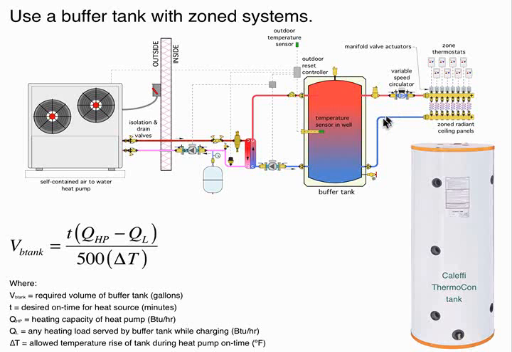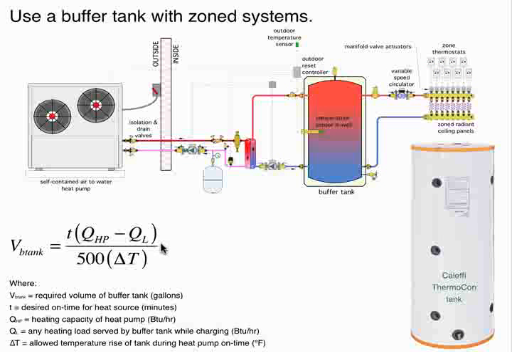If you want to calculate the size of buffer tanks, it's a pretty basic formula. We look at the heat pump output minus any load that might happen to be on at the time. Generally speaking, the heat pump won't be on unless a load is on. That, of course, depends on your control wiring, but generally, heat pumps are not set up to just maintain the temperature of the buffer tank.